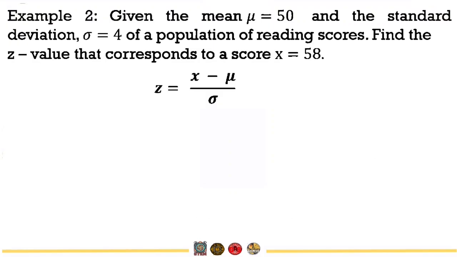It's almost the same as the previous example, but in this example, it is in situational form. Given the mean mu is equal to 50 and the standard deviation sigma is equal to 4 of a population of reading scores, find the z-value that corresponds to a score x equal to 58. Find the z-value. So again, the formula is z equals x minus mu over sigma, or the raw score, the x value, minus the mean over standard deviation.